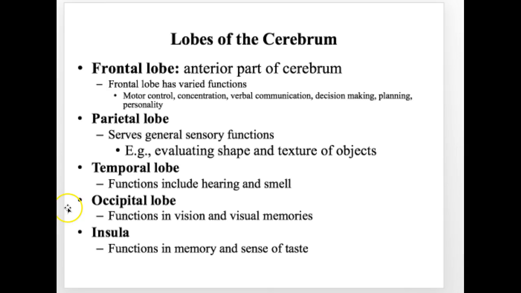The parietal lobe serves general sensory functions, for example, evaluating the shape and texture of objects. The temporal lobe is sensory in function as well, and includes hearing and smell functions. The occipital lobe is important in vision and visual memories. And lastly, the insula, which is not as well established in studies, is known to function in memory and the sense of taste.